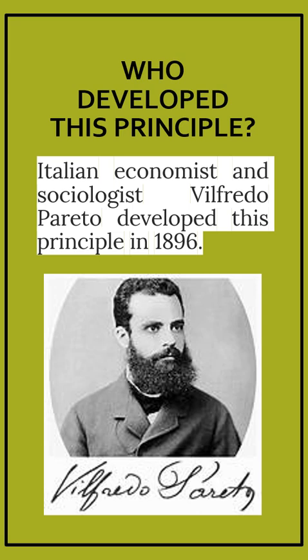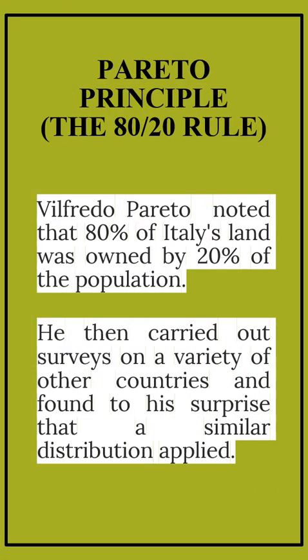The Pareto principle was developed by an Italian economist and sociologist, Vilfredo Pareto, in 1896. Vilfredo Pareto noted that 80% of Italy's land was owned by 20% of the population. He then carried out surveys on a variety of other countries and found to his surprise that a similar distribution applied.